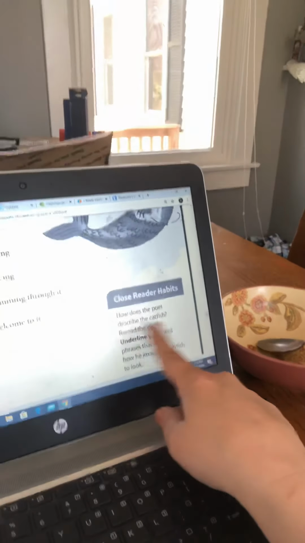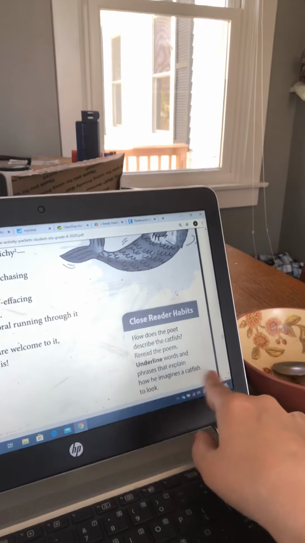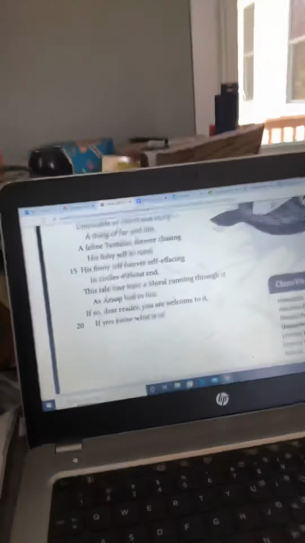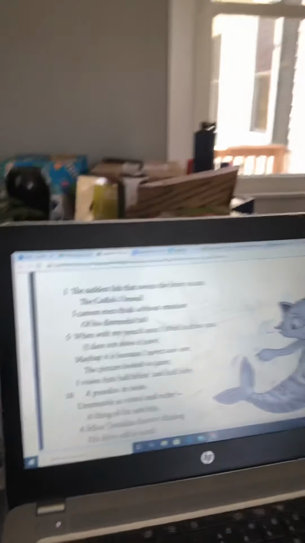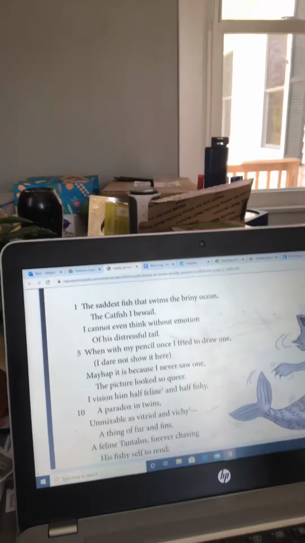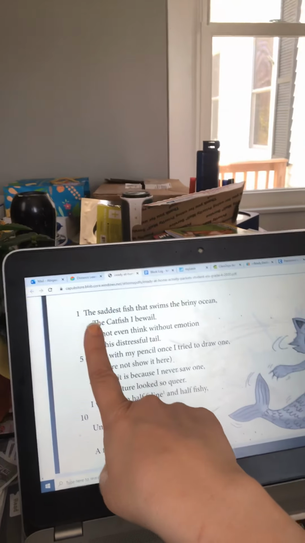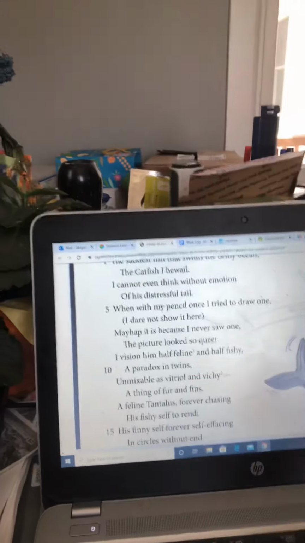We're going to do the close reader habit. How does the poet describe the catfish? Reread the poem, underline the words and phrases that explain how he imagines a catfish to look. So we're looking for how he thinks it looks. All right. So the feline catfish, first thing that I see is that it's sad. So he imagines that the catfish is sad. So it looks sad. What else does it say about how it looks?